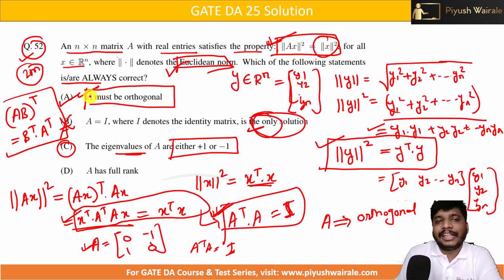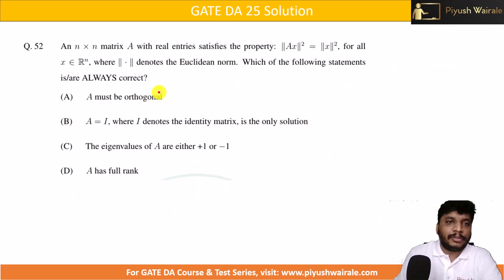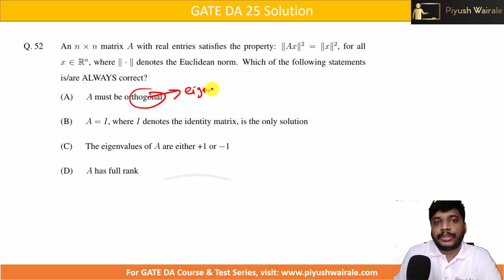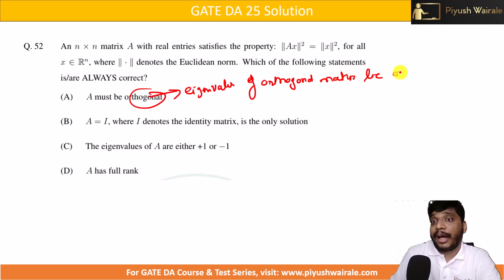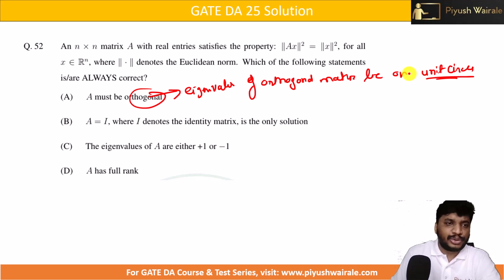Now, we know that A is an orthogonal matrix here. One important property of an orthogonal matrix is that the eigenvalues of an orthogonal matrix lie on the unit circle. It means it is not necessary that they should be either plus or minus 1. So option C is also not correct here.